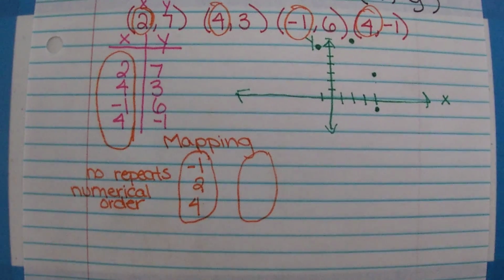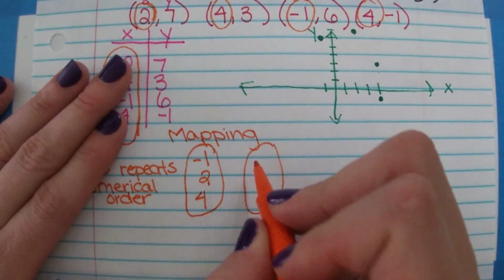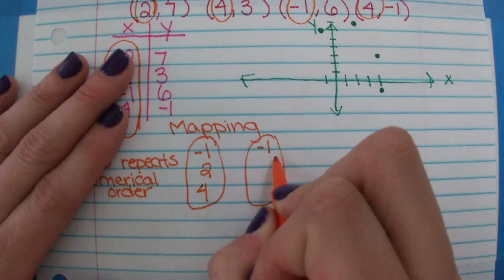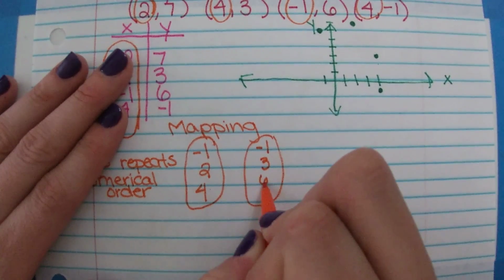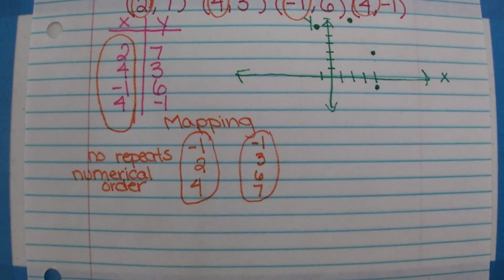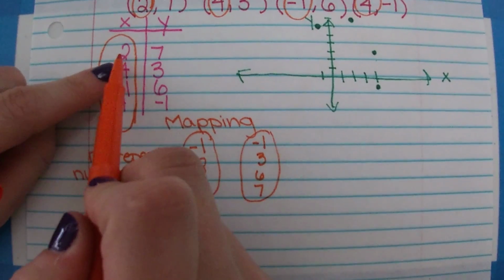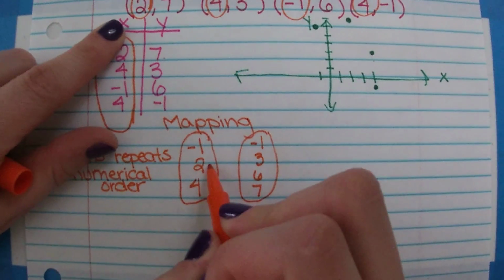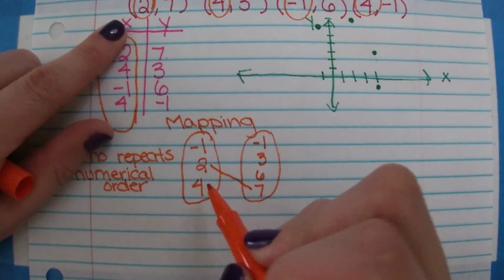Okay, then on the right-hand side, I'm going to do the same thing, but with my y values. So -1 is the smallest, then 3, then 6, then 7. Okay, and I'm now just going to connect the dots. So I'm going to draw a line between the two numbers that go together. So 2 goes to 7, 2 comma 7. So I'm going to draw a line from 2 to 7.